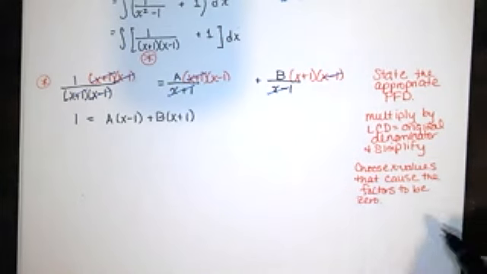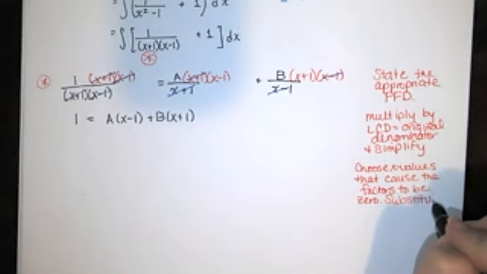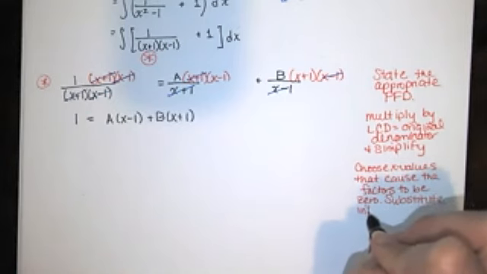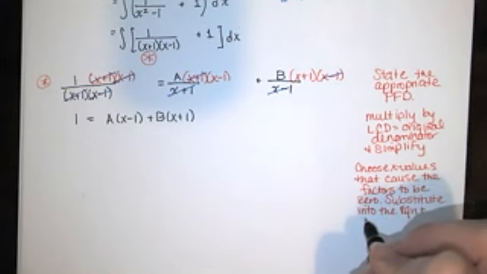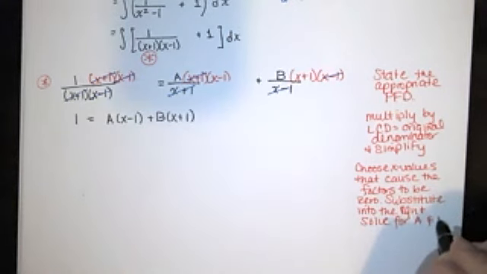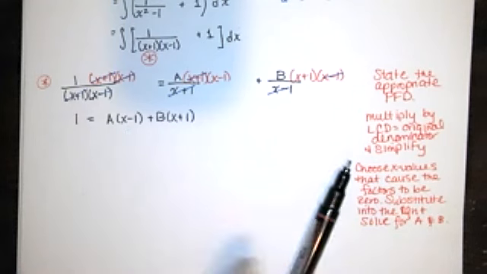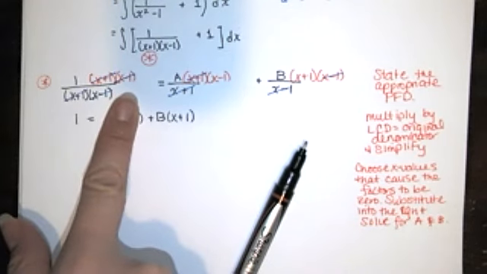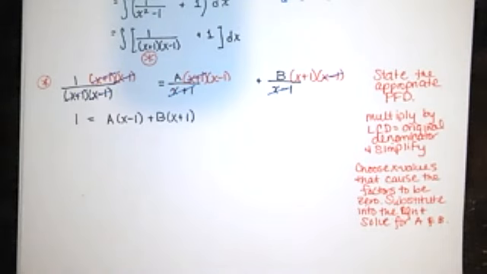Then once we do that, we're going to substitute those into the equation. And then we're going to solve for a and b. And the beauty of that is that when you choose a value of x that causes a factor to be 0, then that term disappears in the equation. And then you end up with a very simple equation involving the other variable. So this factor is 0 when x equals 1.